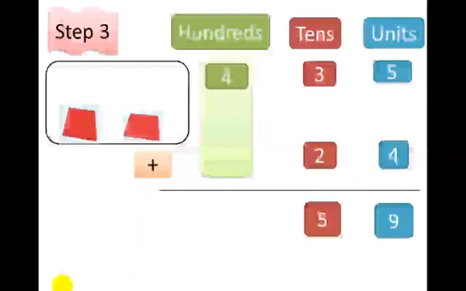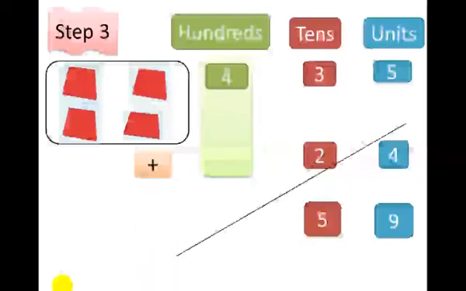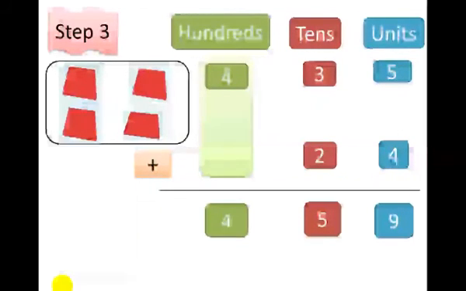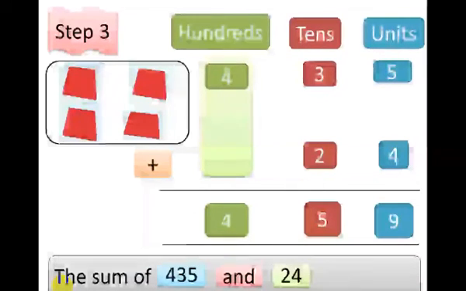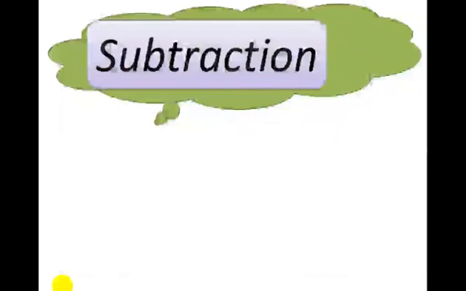100, 200, 300, 400. 400 plus 0 is equal to 400. The sum of 535 and 24 is 459. Subtraction. Let's look at some words that mean the same as subtraction.